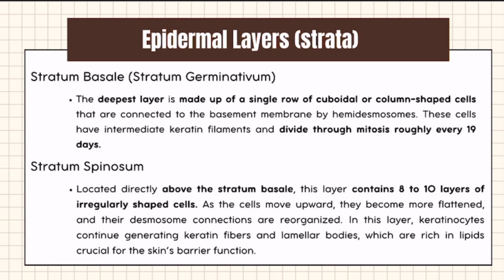The stratum basale consists of one layer of cells called basal cells. This is where the cells constantly undergo mitosis. Next is the stratum spinosum. The stratum spinosum's job is to consume bacteria, so they basically act as macrophages.